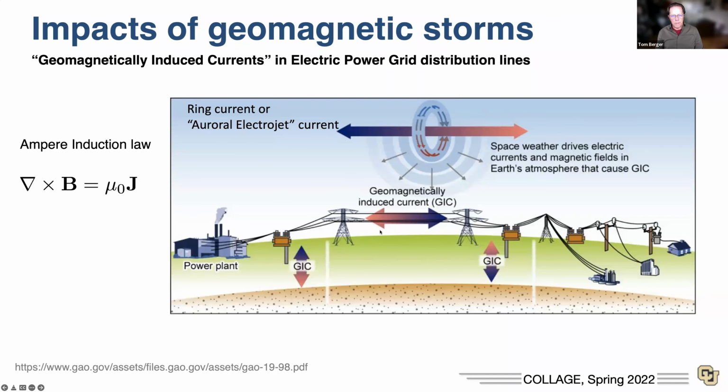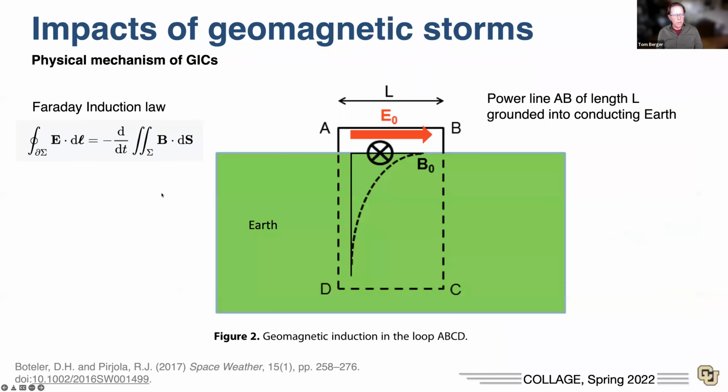Well, what's going on? The physics behind the induction is kind of interesting. This has to do with Faraday's induction law, where, as we know, if you have a change in magnetic flux through a loop in time, you induce an electric field around that loop. Well, what's the loop? The loop is actually the power grid shown here, grounded into the earth. So this is a power line going from A to B, grounded into the earth, which is itself a conductor. So suddenly you've got this large, essentially virtual loop.